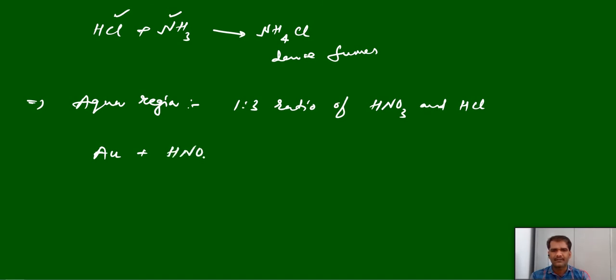When gold reacts with this aqua regia, let me take one chemical reaction. These reactions are given in the NCERT. It is better to take those reactions here. You will get gold in the form of auric chloride. Here gold oxidation state is +3, and apart from this the byproduct is nitric oxide.